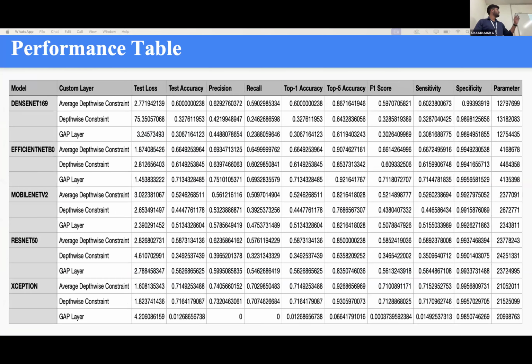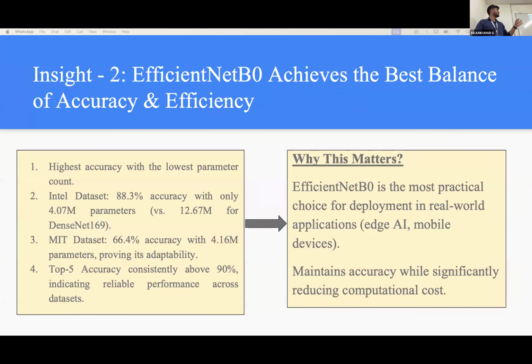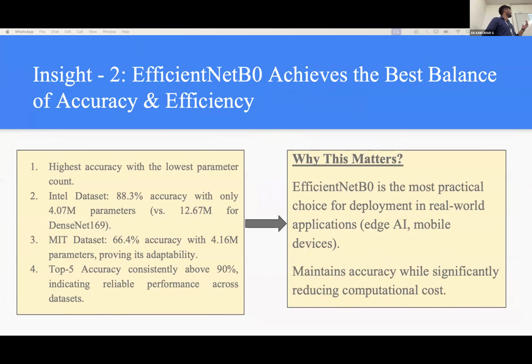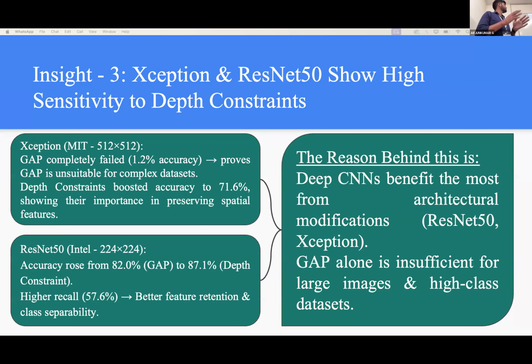This is the performance table. These are the key insights. The depth constraint improves accuracy, especially on high resolution images. EfficientNet achieves the best balance of accuracy and efficiency. Xception and ResNet show higher sensitivity to depth constraints.